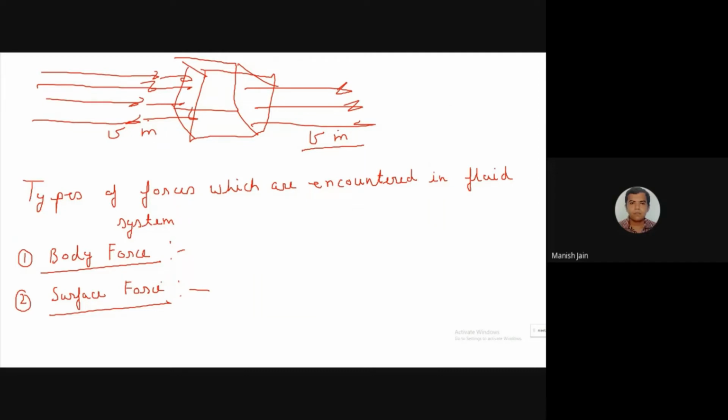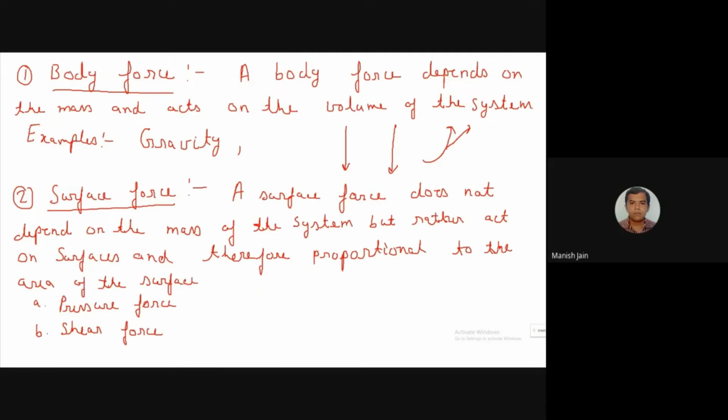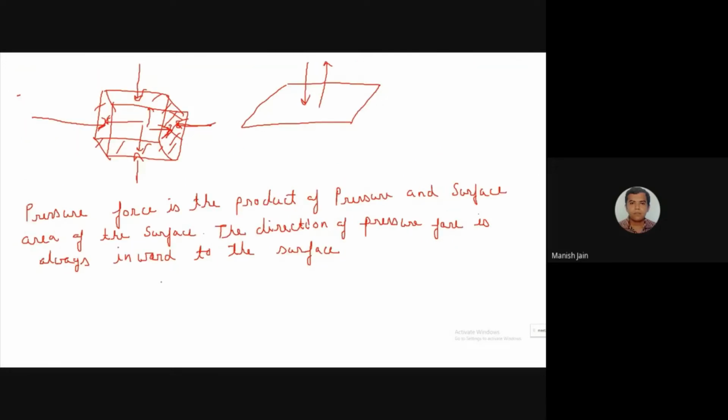Now, here you have to account for all the forces. There are two types of forces: body force and surface force. What are the body forces? Which apply on the whole body. They depend upon the volume and the mass of the system, like gravity. And what are the surface forces? Surface forces do not depend upon the mass, they depend upon the surfaces, like pressure force and shear force. The pressure force acts in the normal direction, it is a compressive force. It always acts in the inward direction of the surface.